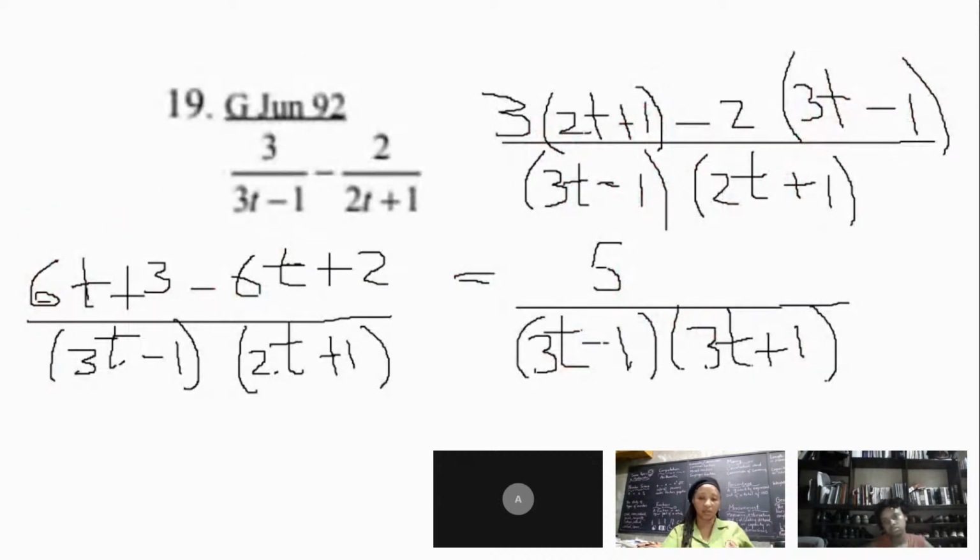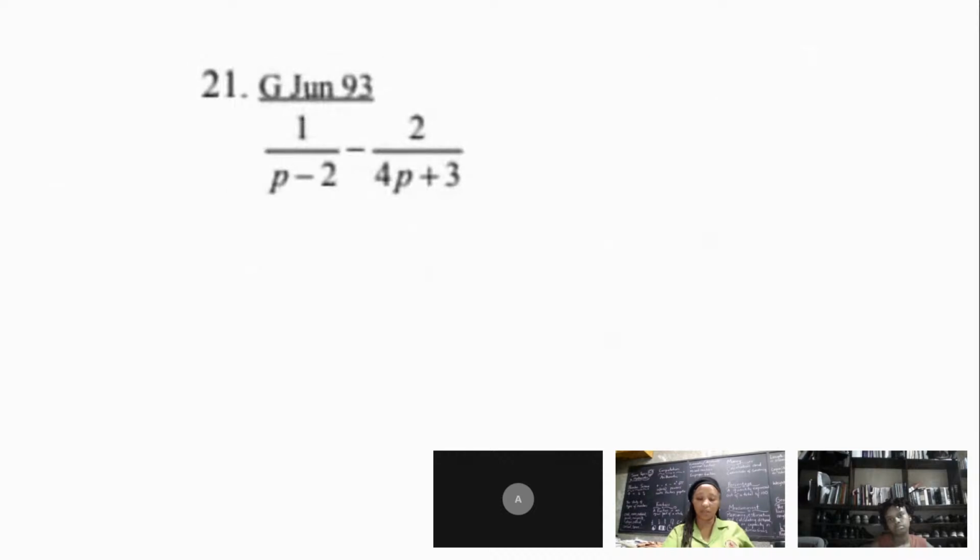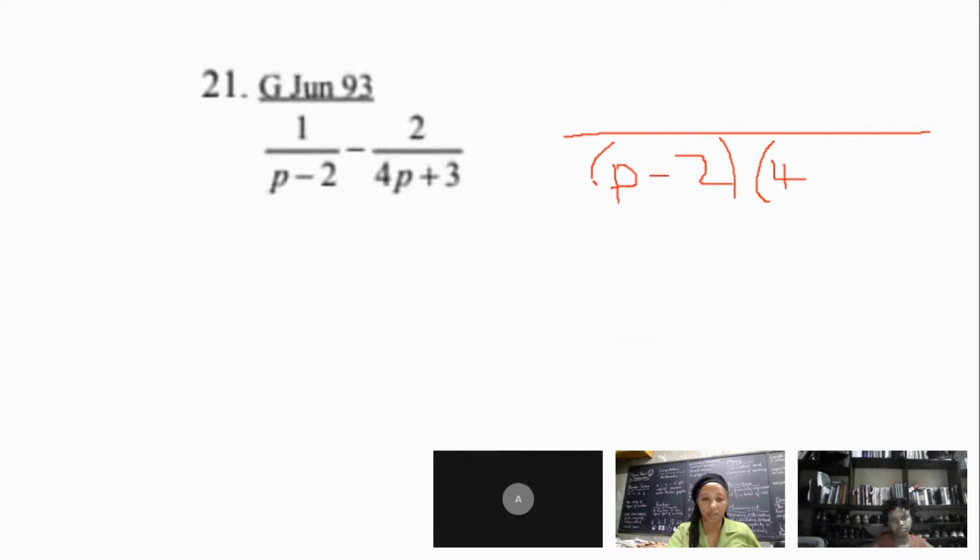Okay, 21, miss. Go ahead. Okay, miss. So the denominator would be p minus 2 and 4p plus 3. So p minus 2, and 4p plus 3.